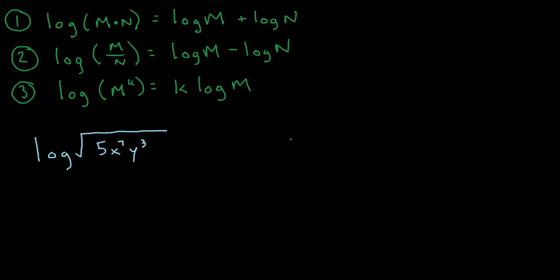All right, let's try one more example. Let's say we have the log of the square root of 5x to the 7th y to the 3rd. How can we expand this expression? Well, we can start by rewriting it as log of 5x to the 7th y to the 3rd raised to the 1/2 power. Because when we have a square root sign, that's just whatever the expression is on the inside to the 1/2 power. So we'll rewrite it like this.